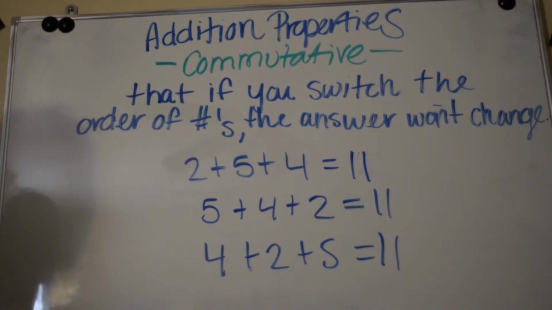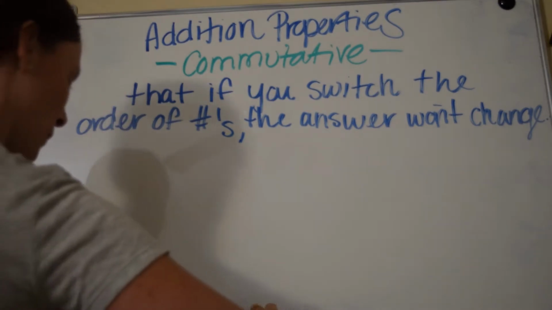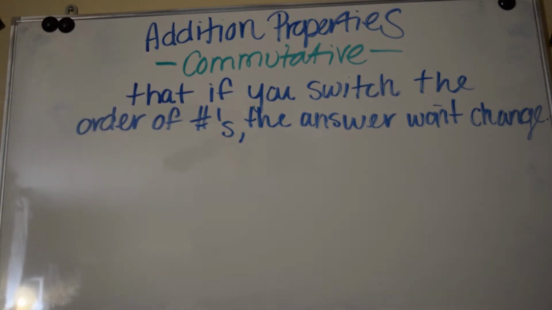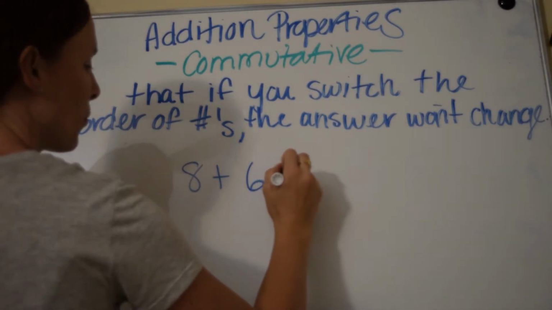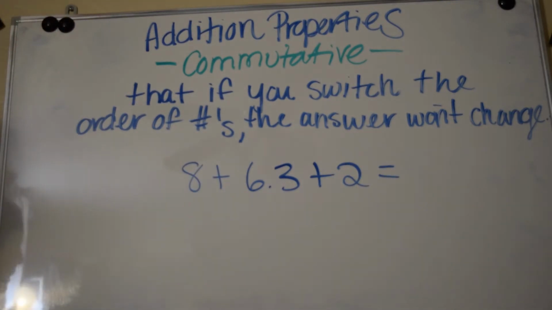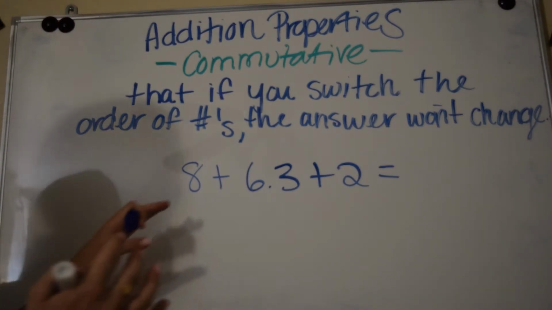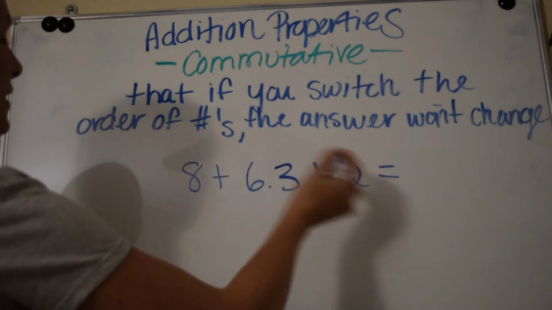Let's go ahead and do another example because your book is going to have you also doing it with some decimals. Okay, so here we go. What if I had 8 plus 6.3 plus a 2? Okay, they're throwing in decimals because we're working with decimals in this chapter, but don't hesitate. It's still the same thing, but when you're adding this, you may need to stack it to make sure you're adding correctly. Okay, so let's do it in this order first.